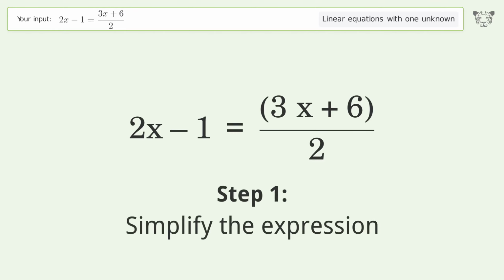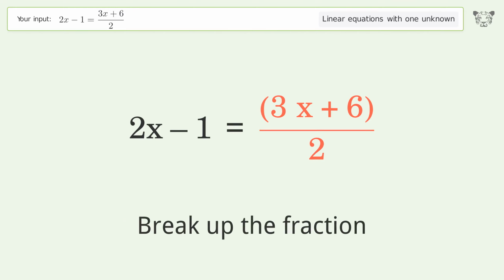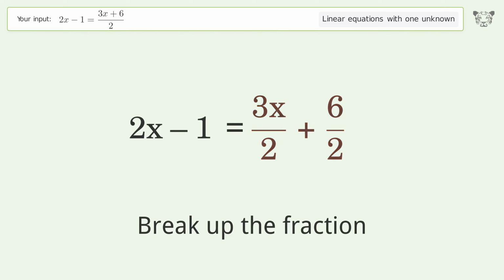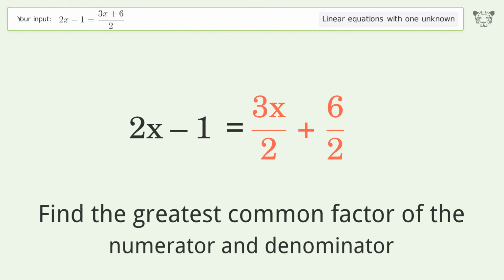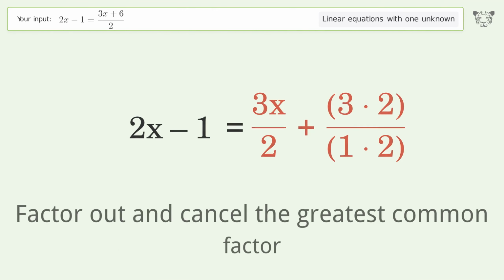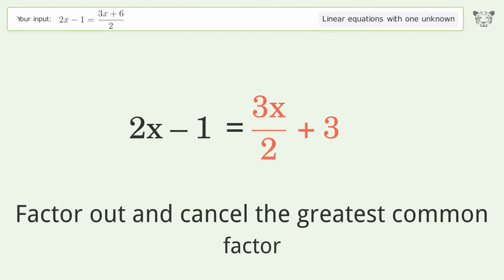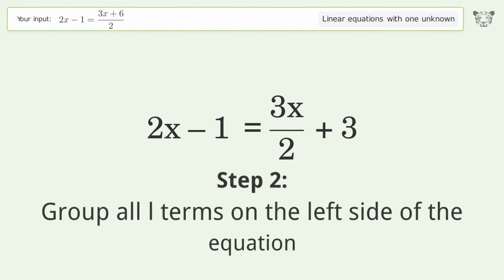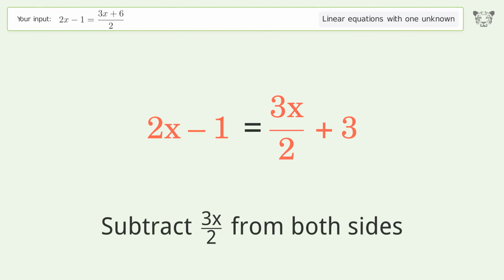Simplify the expression. Break up the fraction. Find the greatest common factor of the numerator and denominator. Factor out and cancel the greatest common factor. Group all x terms on the left side of the equation. Subtract 3x over 2 from both sides.